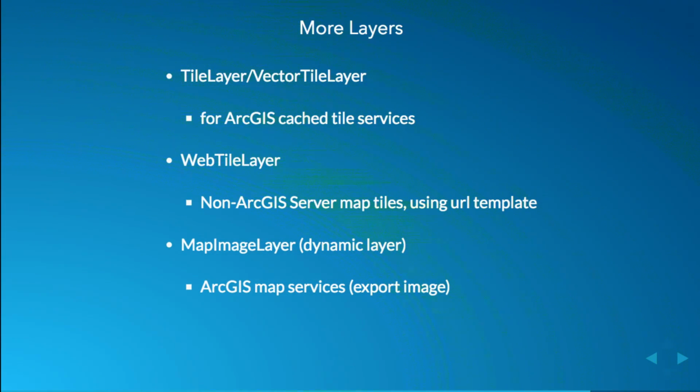There's a couple more layers, mostly coming from 2D, that we also support. There's tile layers and vector tile layers. ArcGIS cached tile services are supported. Web tile layers if you're going for non-ArcGIS server map tiles, in which case you'll provide a URL template. And also map image layers, aka dynamic layers, for ArcGIS map services, in which case the service will be queried on the export image REST endpoint.